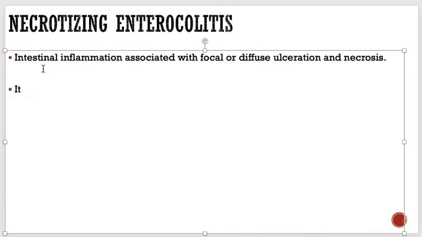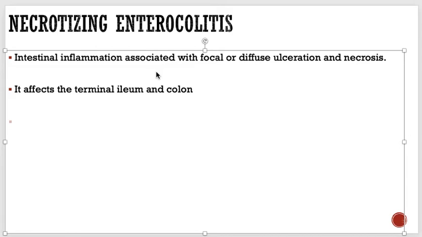Mostly it affects the terminal ileum and colon. This is the most common location that it can affect. Necrotizing enterocolitis is a serious injury and it mainly affects preterm infants in the first few weeks of life, and it is associated with secondary bacterial invasion of the ischemic bowel walls. So there is, of course, ischemia, which will lead to ulceration and necrosis and inflammation as well.